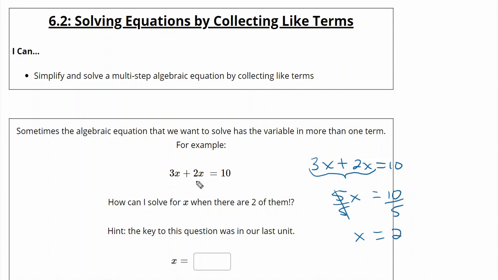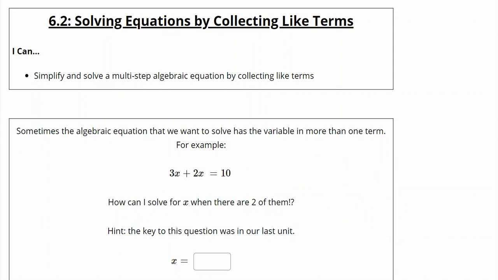Now, you can always check it to make sure that works. I said x is equal to 2, so 3 times 2 plus 2 times 2 should be equal to 10. 3 times 2 is 6, 2 times 2 is 4, and yes, that is equal to 10. So I know for sure I got the right answer. That's the nice thing about these: you can be 100% sure that you got the question right on the test, because you can just throw it back in and make sure it actually works.